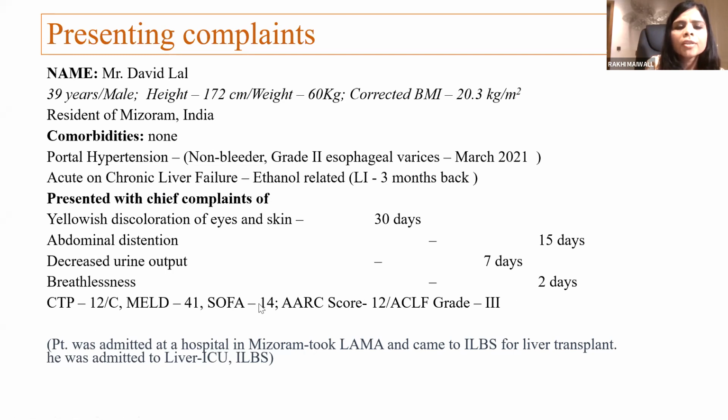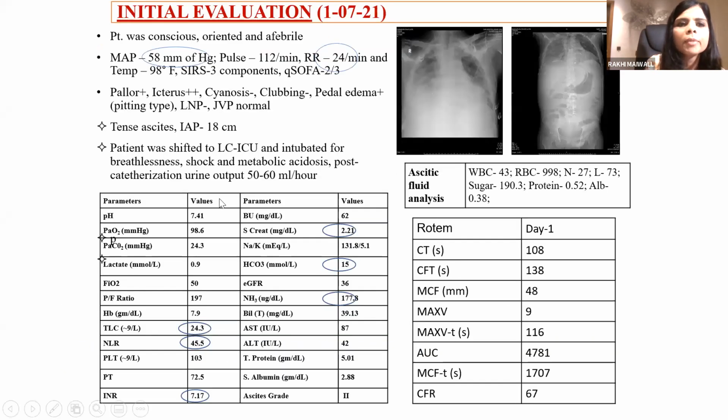This patient had a high SOFA score. His ARC score was 12. The patient was already admitted in an outside hospital and he had taken LAMA and had come here. When we saw this patient, he was received in the emergency department. He was conscious and oriented, but afebrile. He was hypotensive, and the respiratory rate was increased and tachycardia was present.